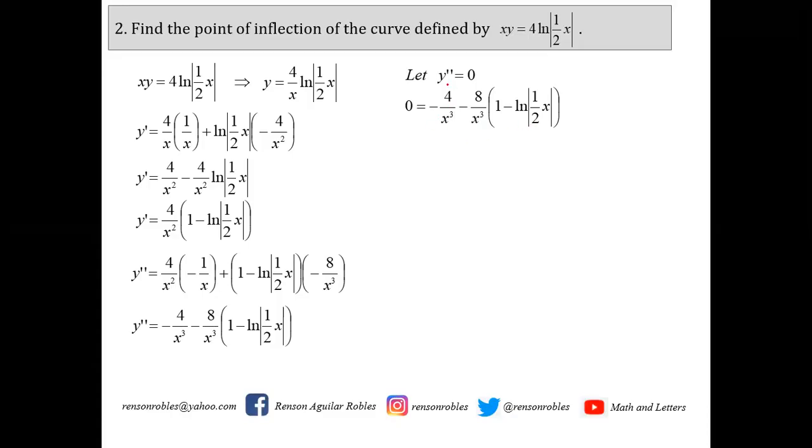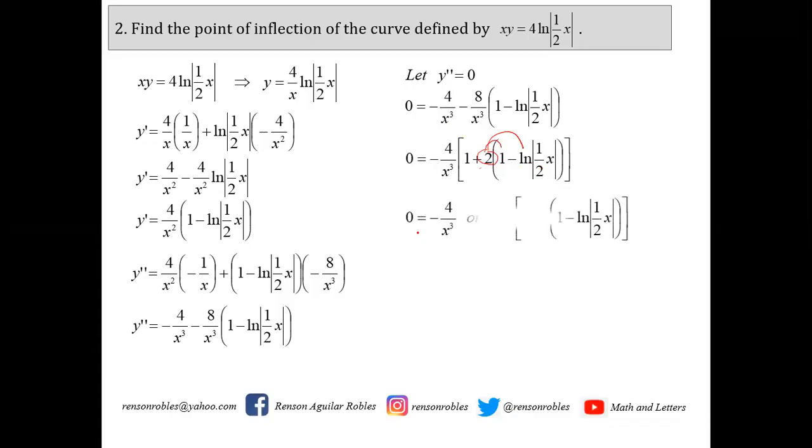And then what I'm going to do is factor out negative 4 over x cubed. So that leads me to this: 0 equals negative 4 over x cubed times the quantity 1 plus 2 times the quantity 1 minus ln 1 half x. And then the next thing to do is to set each factor equal to 0. So I shall have 0 equals negative 4 over x cubed, or 0 equals 1 plus 2 times the quantity 1 minus ln 1 half x. Again, the first will give us an extraneous solution. Then the only thing left to do is to simplify this part.